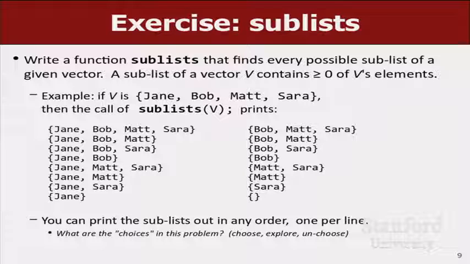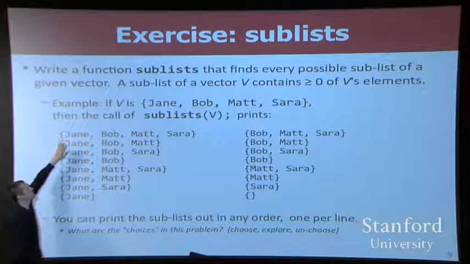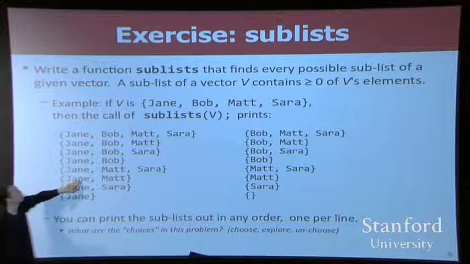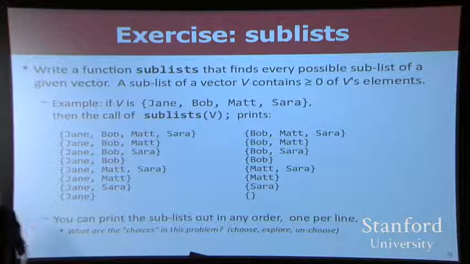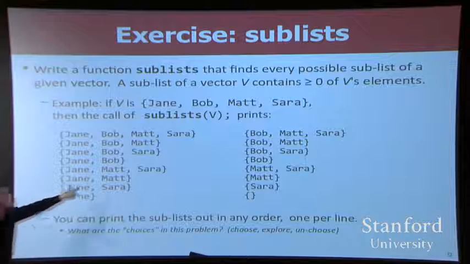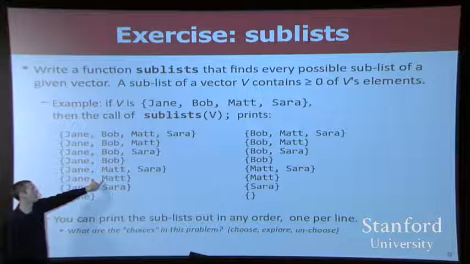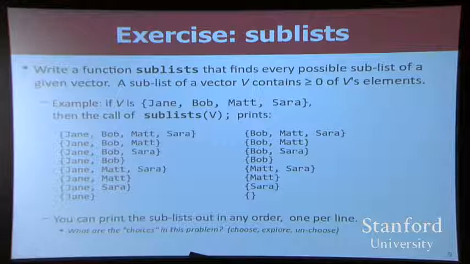So if the original list is Jane, Bob, Matt, Sarah, then all of them is a sublist. And all of them without Sarah is a sublist. And just Jane and Matt. Do you understand all the possible sublists, including some or all or none of these elements? That's what I want. And I don't care about the order. So like Jane, Matt is there, but I wouldn't also print Matt, Jane. I don't want that one. So that's what I want.